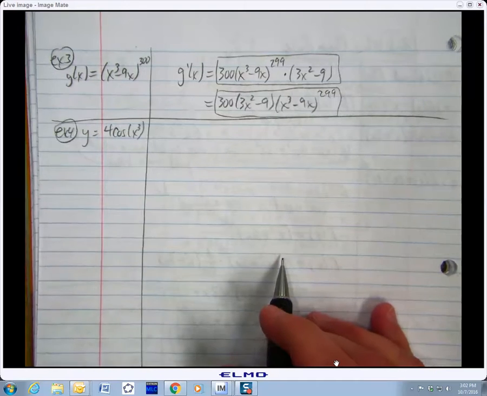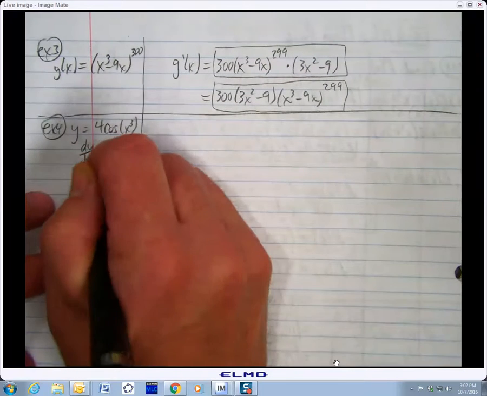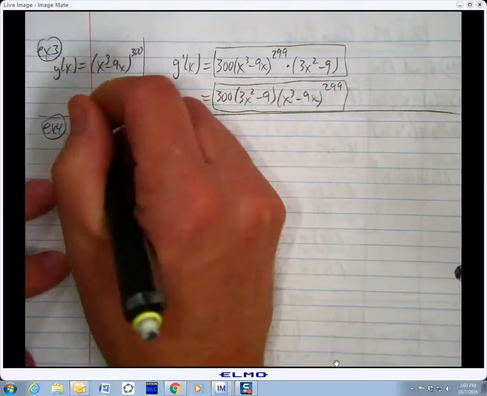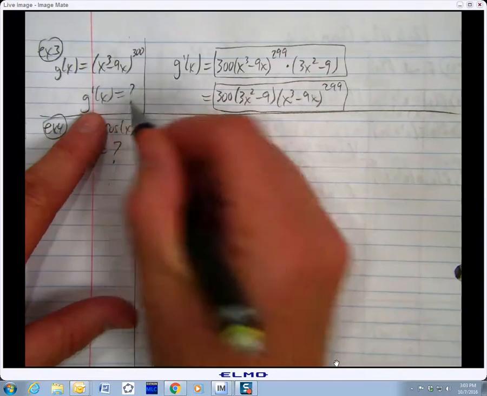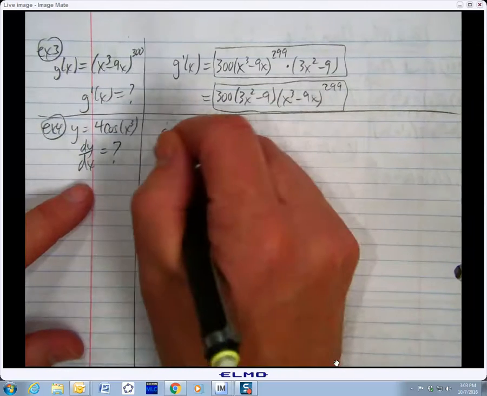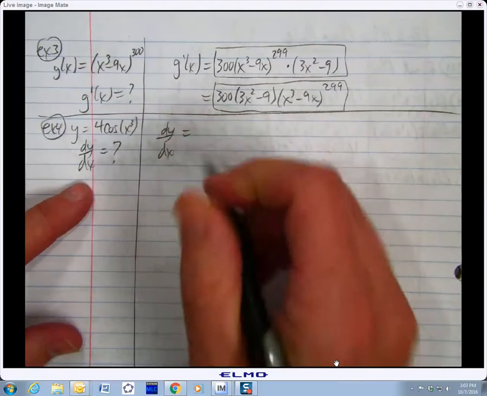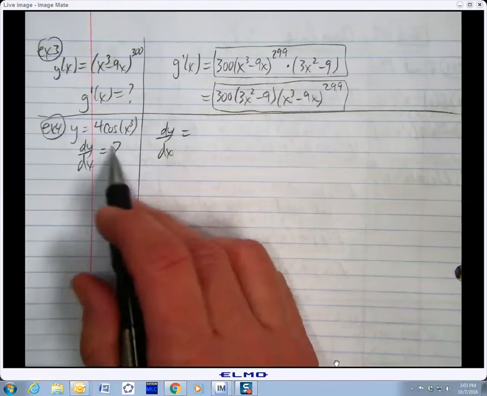Next up, y equals 4 cosine of x to the third, and they ask for dy dx, which we know is another name for derivative. I forgot, on the last example, we should have said g prime of x equals what? That's what they asked for. So derivative, slope of the tangent line. Here goes. dy dx.